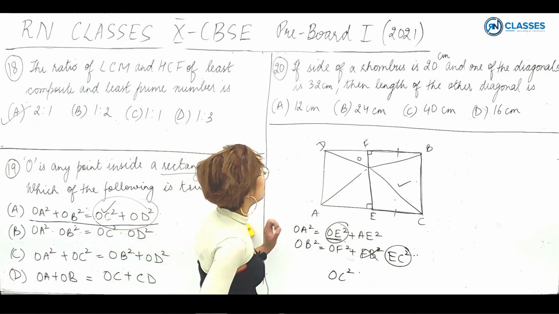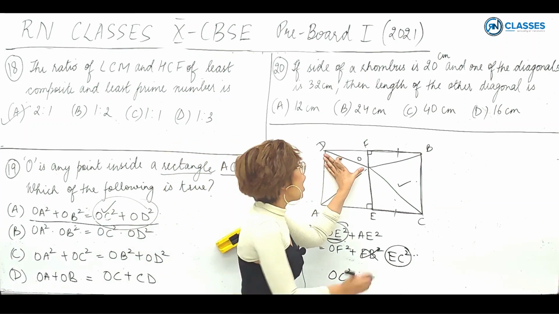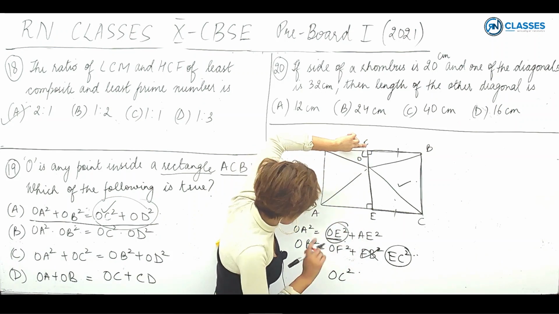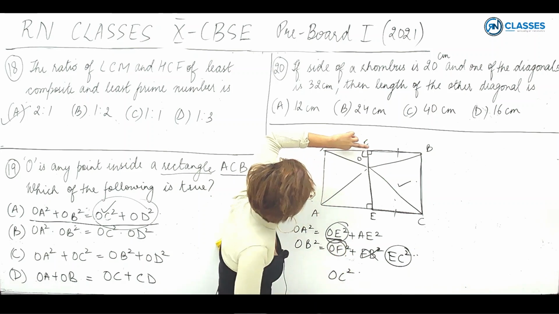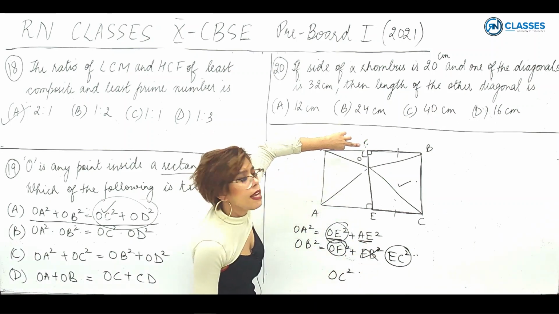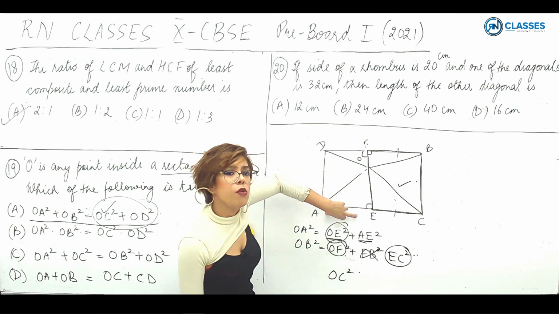अब OD square check करते हैं. OD square कहाँ पर है? यहाँ पर, right? OD square is equal to OF square plus FD square. Now do I have OF square? Yes. FD? Instead of FD, I have AE. Oh, but don't you think FD and AE will be equal?